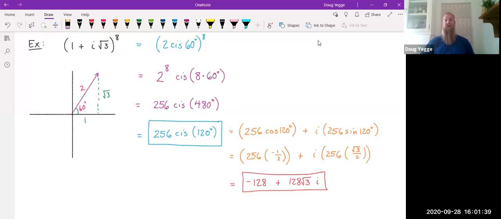So we can see that using DeMoivre's theorem and the product theorem and the quotient theorem, we're able to accomplish a lot of these powers and products and quotients or operations with complex numbers in a much faster way simply by using these shortcuts.